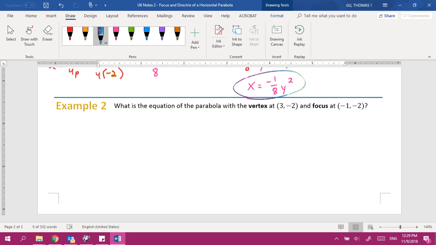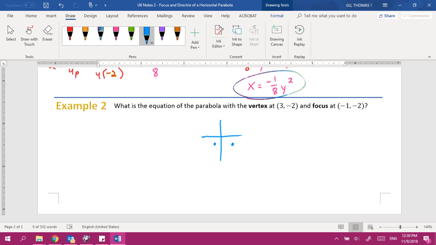Okay, so if you think about that on the graph, what would that look like? Let's see. If I had a graph right here and I had 3, -2, that would be somewhere down here, right? Then I would have -1, -2, that'd be over here. Look how they line up. Remember, the vertex and the focus always line up, and that tells you what kind of parabola it is.